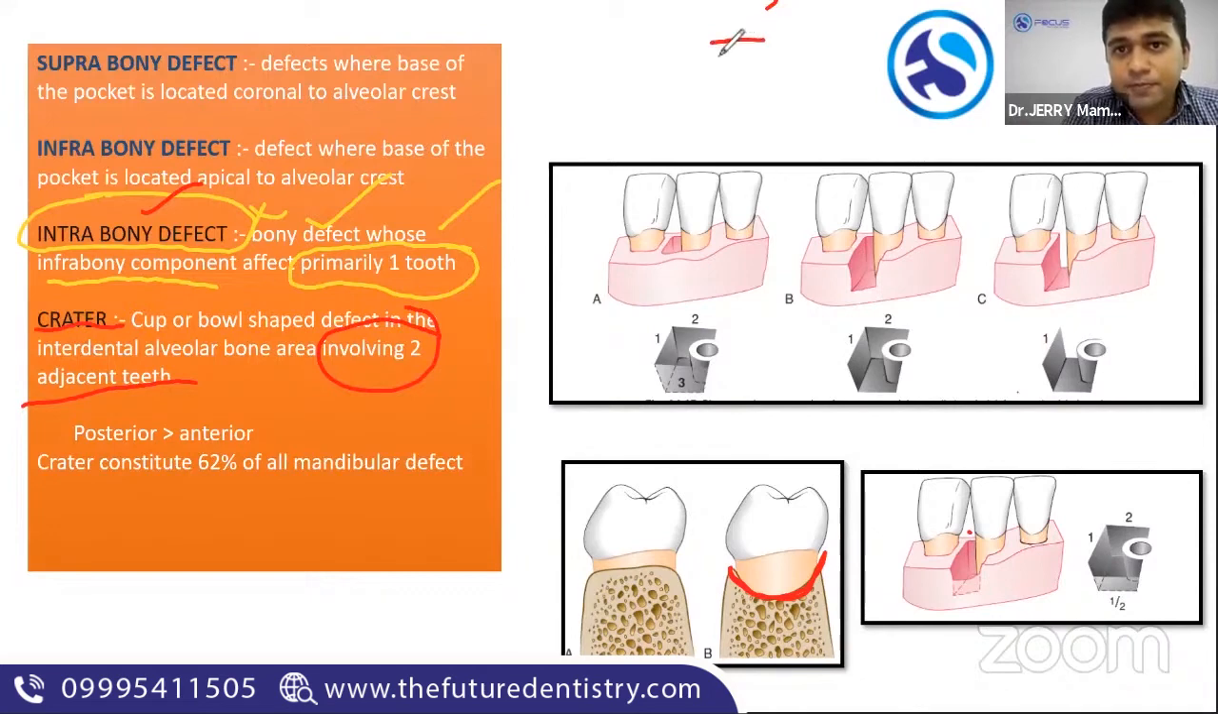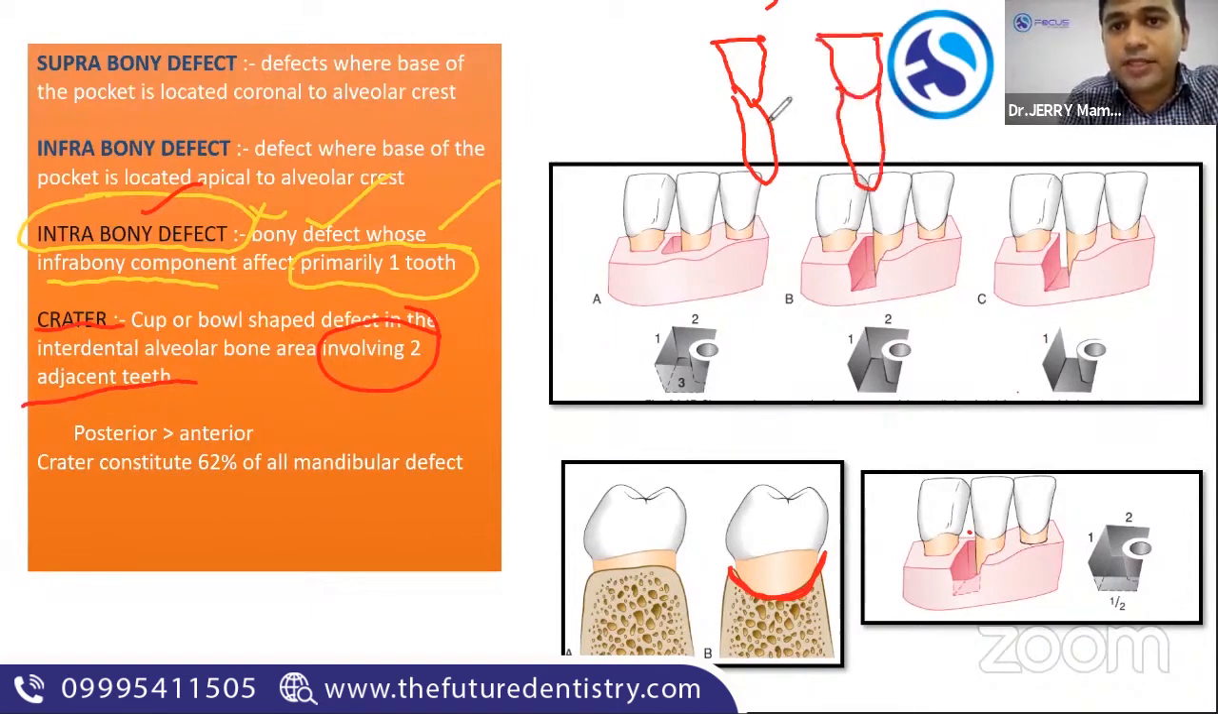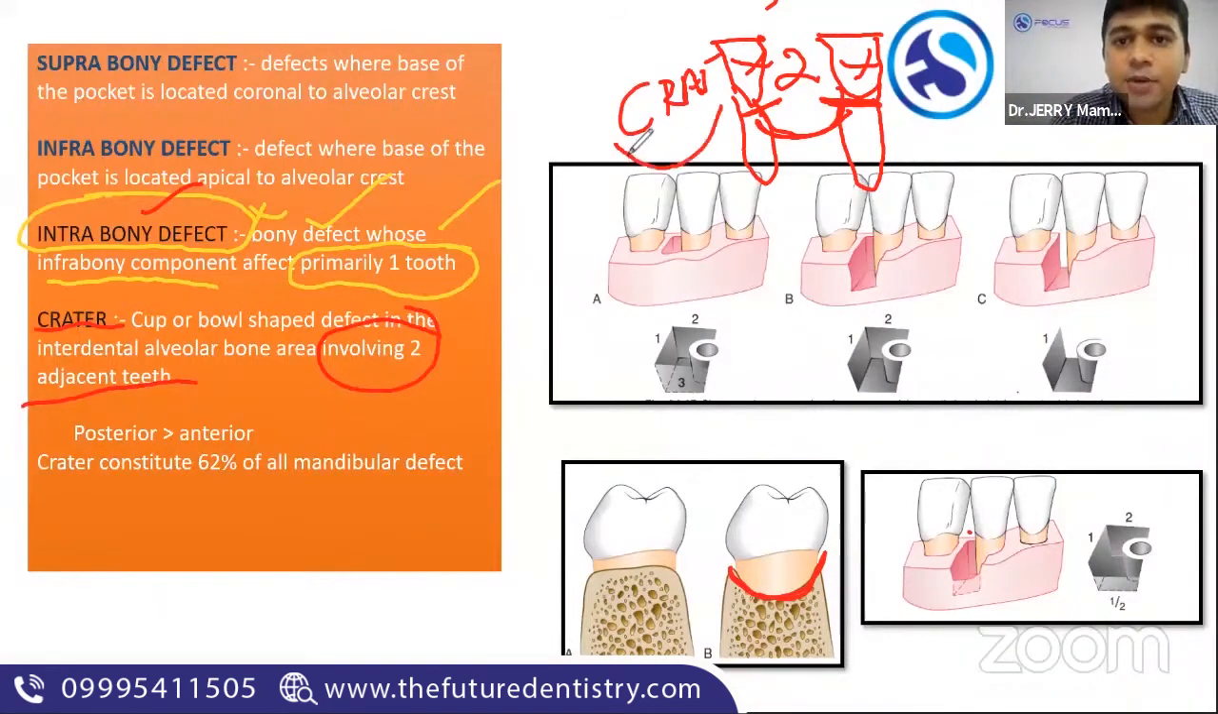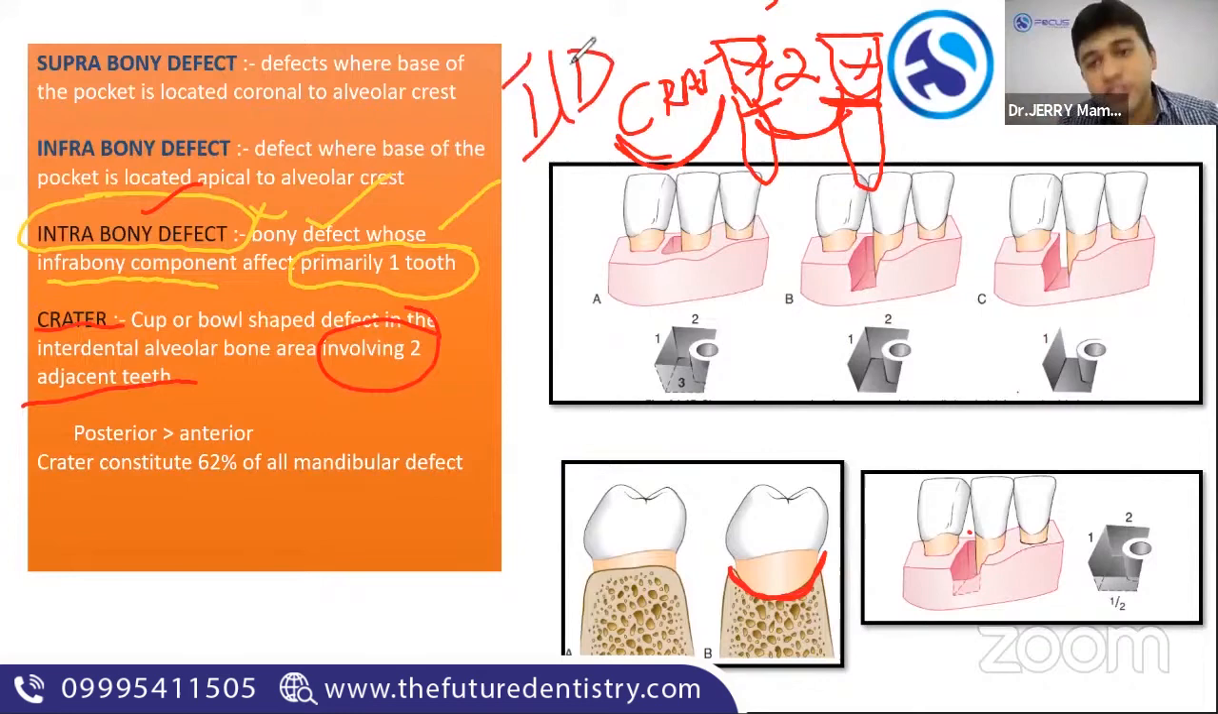So if I draw a picture here to make you understand it, this is one tooth here. This drawing is not that good, but this is the crater that I'm drawing. Okay, so now what are we talking about? This bony defect is communicating with this tooth and it is communicating with this tooth. So here there are two adjacent teeth involved. That is why it is called a crater. And it is cup or bowl shaped, mostly seen in the interdental regions in the posterior teeth.